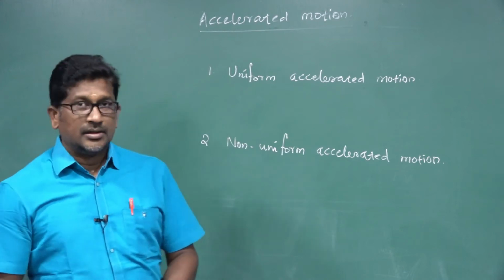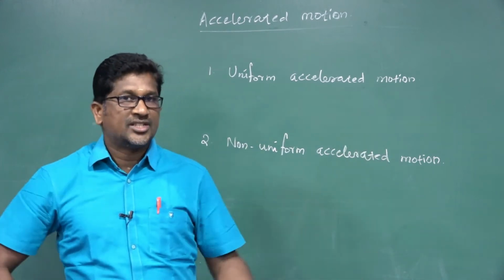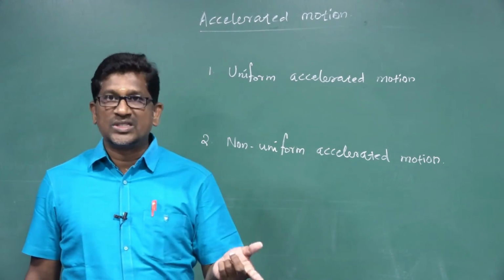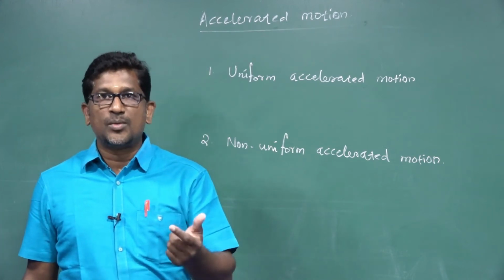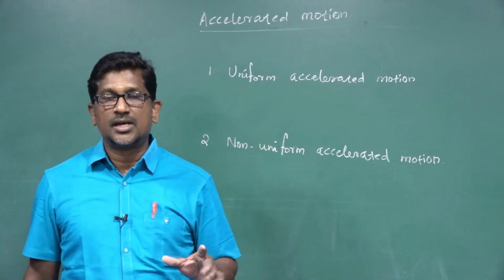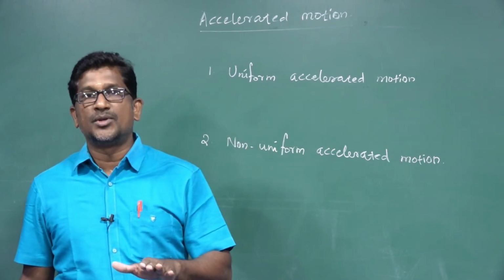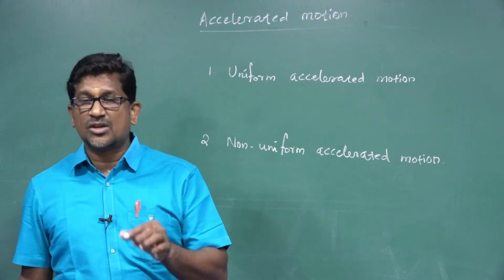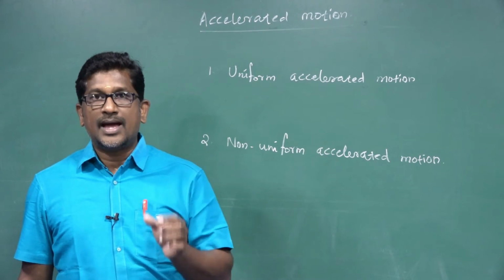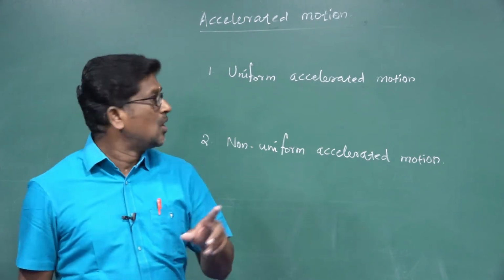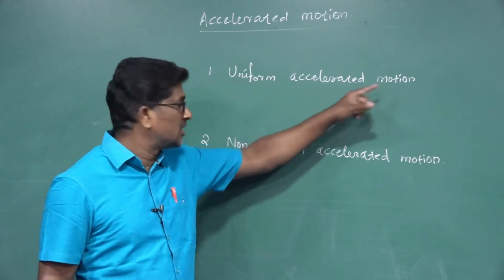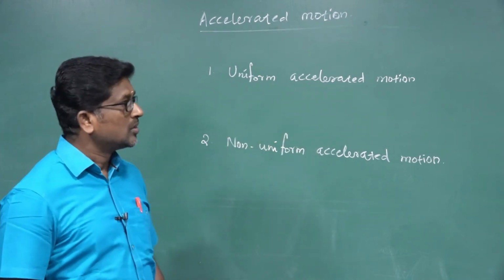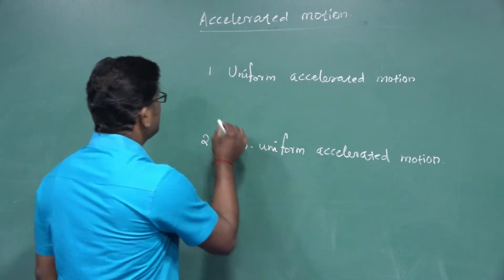In the previous stage we discussed motion. There are two types of motion, uniform motion and non-uniform motion. In uniform motion, the velocity of the particle is constant. In non-uniform motion, the velocity of the particle is not constant, it changes. Non-uniform motion is also called accelerated motion. The accelerated motion is of two types. One is uniform accelerated motion. The second one is non-uniform accelerated motion.